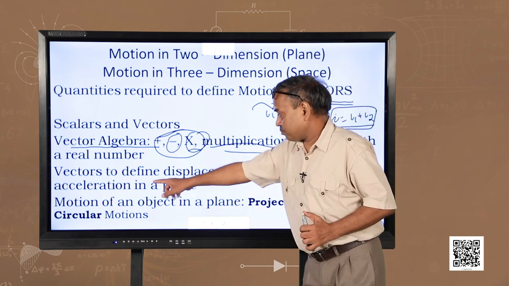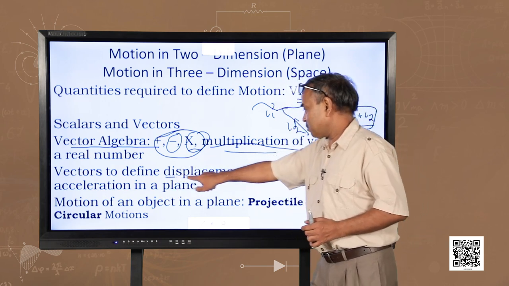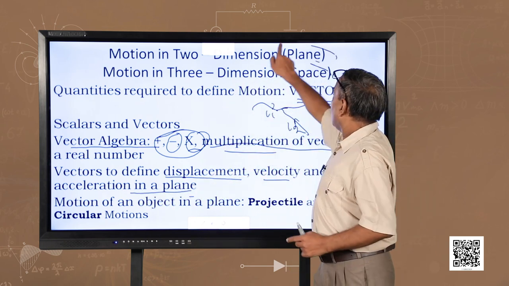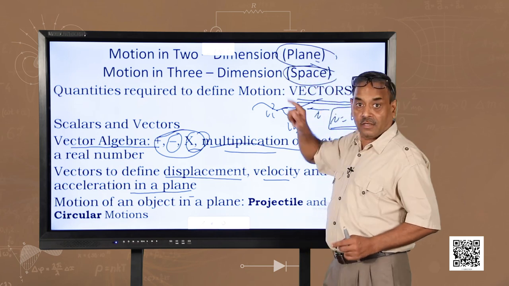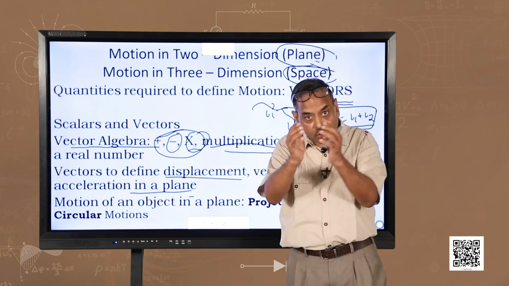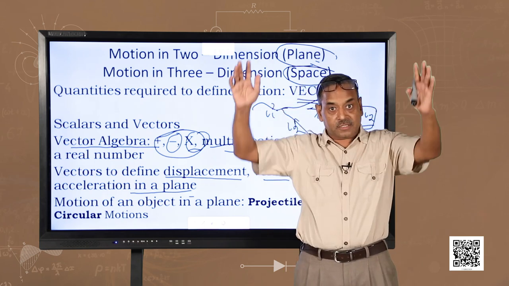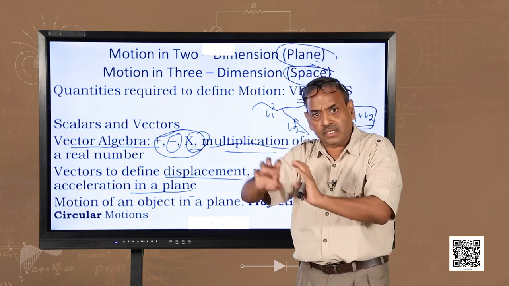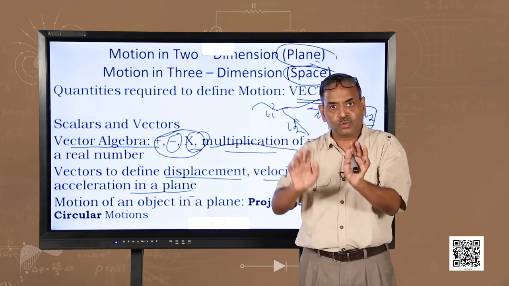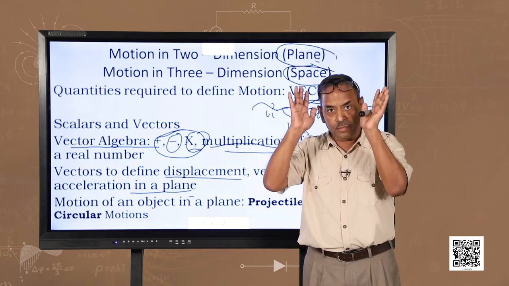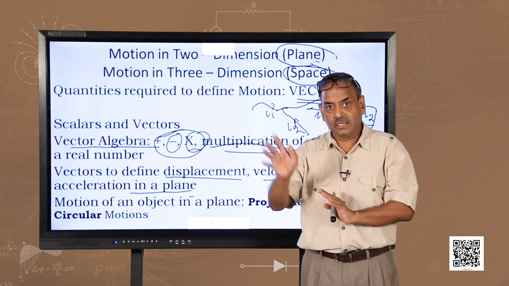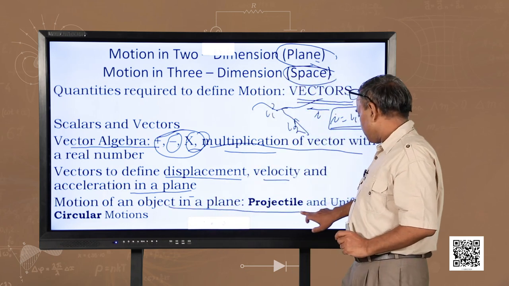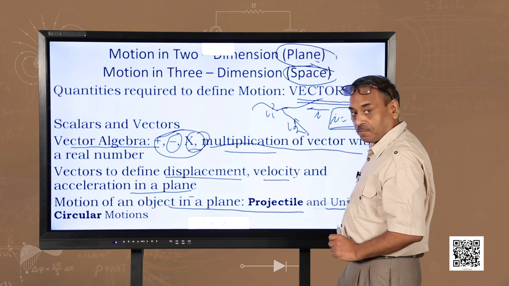You need vector quantities to define displacement, velocity, acceleration in a plane. Whether you take a plane or a space, these rules can be extended. If you are working in a plane, these rules can be very easily extended to three-dimensional space. Just add one more component, nothing different. So, I will be discussing largely a plane. Motion of an object in a plane, projectile and uniform circular motion, are examples of it.